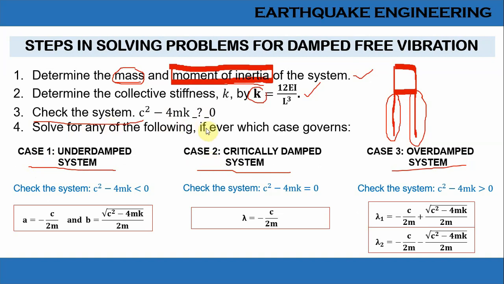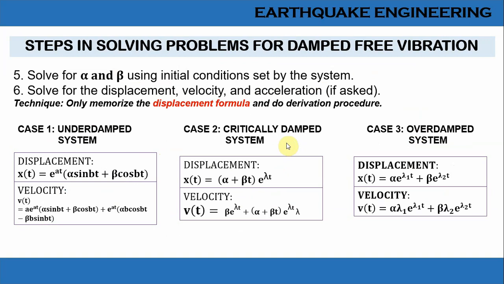So for any of the following, if ever, which case governs, kung unsa man diri ang mag-govern sa third niya step, therefore mo itong isolve diri sa fourth kung asa siya nga case. Okay, now fifth is to solve for your alpha and beta using initial conditions set by the system. Now here t is equal to 0, diba? T is equal to 0 always. Okay, kung imo i-calculate ang alpha and beta, t is equal to 0, yun na siya always. And lastly, solve for the displacement, velocity, and acceleration if gi-ask ni siya sa problem.